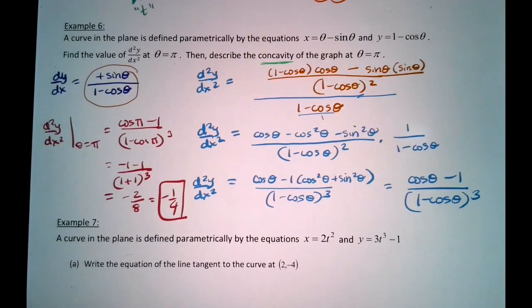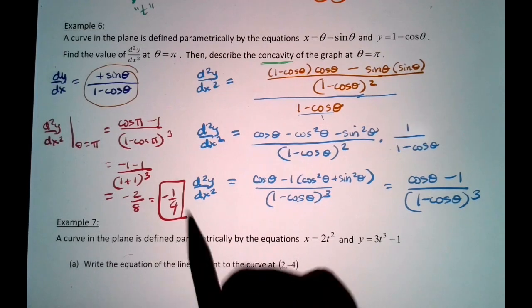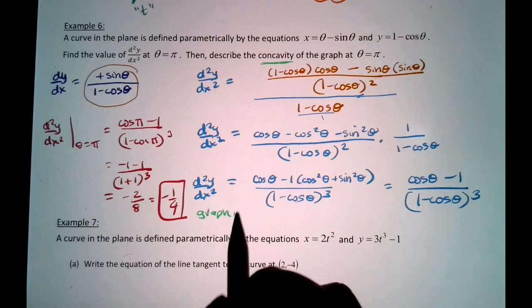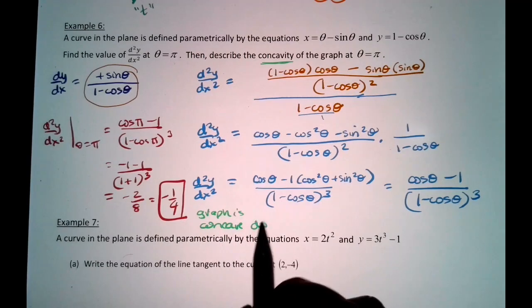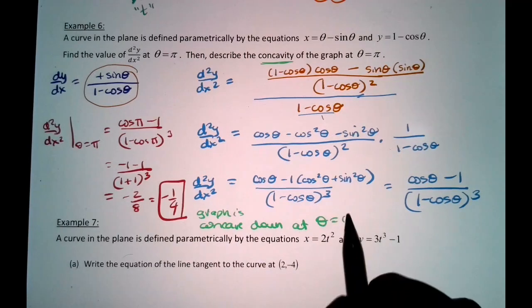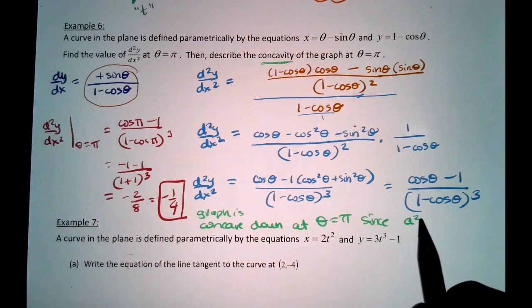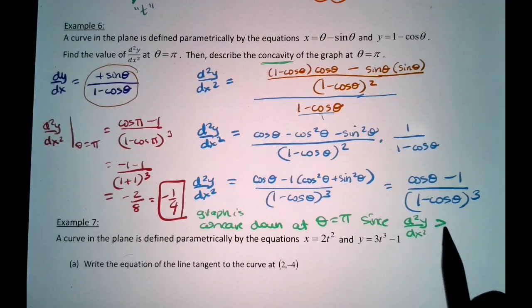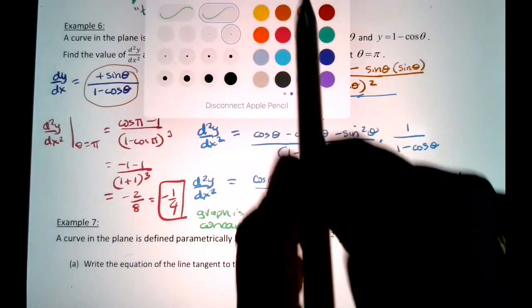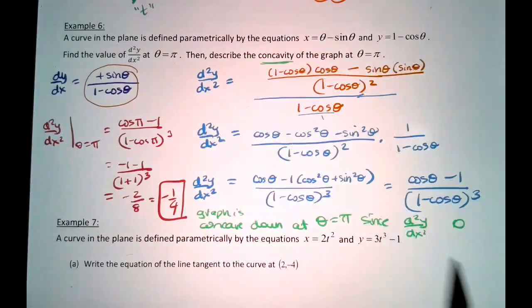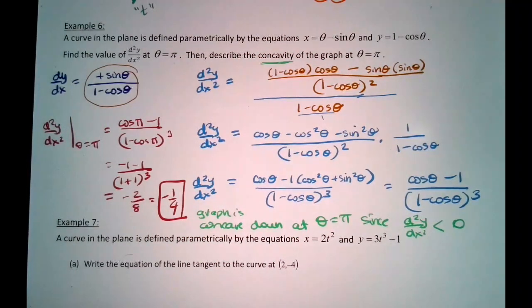Now, the meaning here, they wanted me to connect this with concavity, so I'll do that here at the last statement. You know from Calc 1, if your second derivative at a location is negative, your graph at that moment is concave down. So I'm just going to say the graph is concave down at theta equals pi, since the second derivative has a value that is greater than 0. Oh, I'm sorry. It's concave down because your second derivative is less than 0. Oh, my goodness. There we go. Concave down. There's your correct justification.